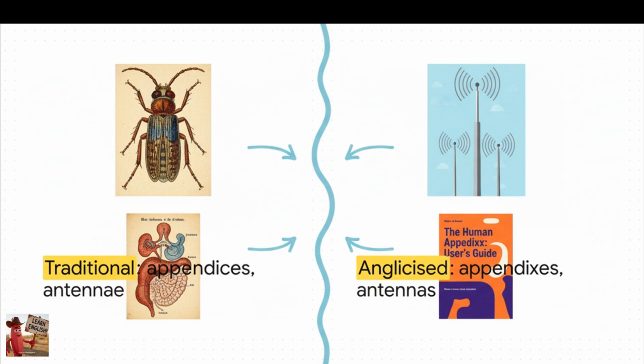Is it appendices or appendixes? Antennae or antennas? And a lot of the time, the right answer just depends on who you're talking to. Like a bug scientist will talk about insect antennae, but a TV repair person installs antennas. Both are totally correct. It's a perfect snapshot of a language that's in the middle of changing.